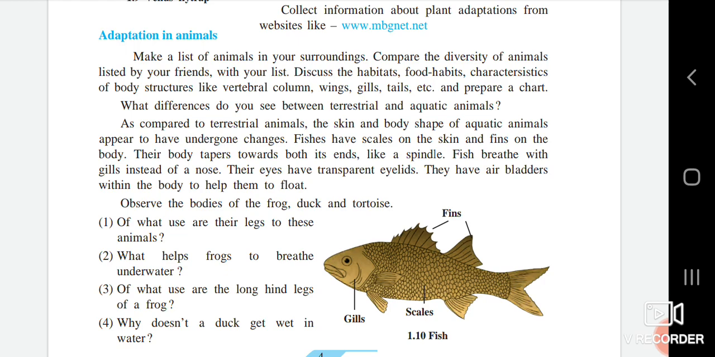Now their eyes have transparent eyelids. Why transparent eyelids? Because they protect the eyes of the fish in water. They have air bladders within the body to help them to float. So all these features of the fish enable the fish to live in water. You have to remember all these features very clearly.